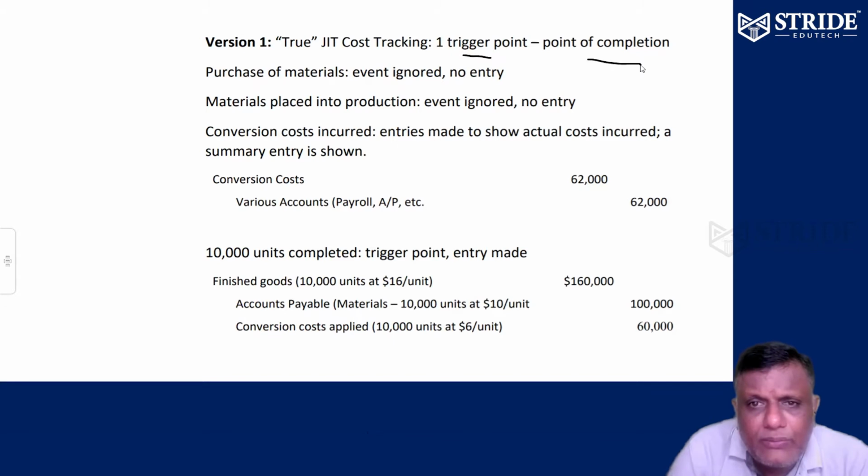The trigger point is completion, not purchase of material. So when materials are placed into production, that event is ignored. No entry.